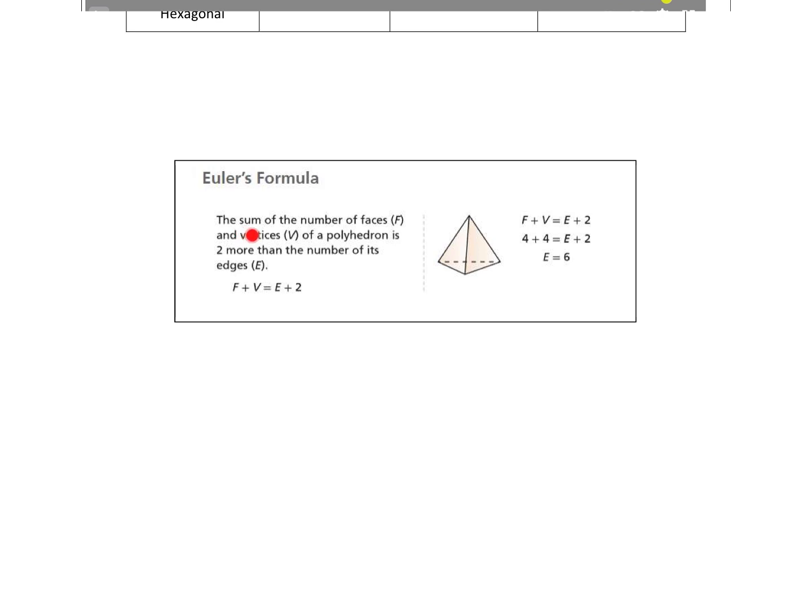The sum of the number of faces f and vertices v of a polyhedron is 2 more than the number of its edges. So here you can see a little formula. The number of faces plus the number of vertices is equal to the number of edges plus 2. And then here's just an example, going through the math of that.